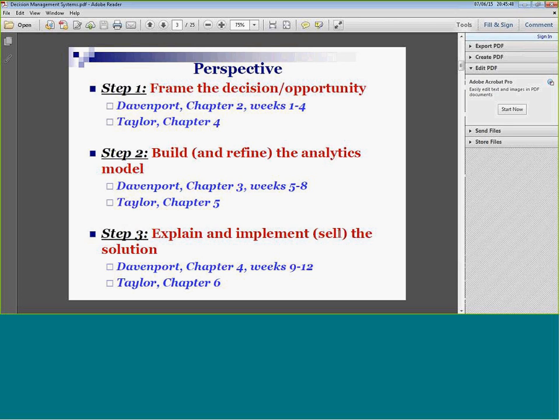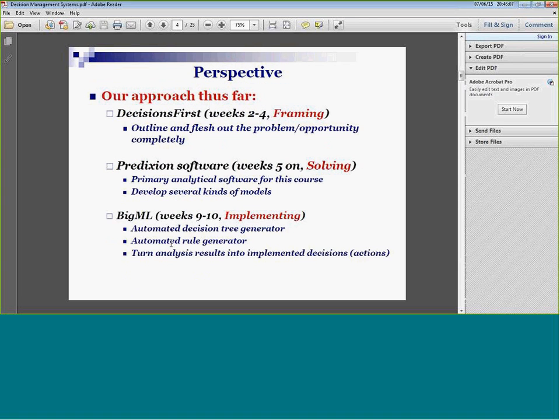And then Explain and Implement or Sell the Solution. In Davenport, that was chapter 4. In Taylor, that's pretty much chapter 6. Okay, Build Decision Services. In other words, he's very much more into the implementation than was Davenport. And so it fleshes that out a little bit.